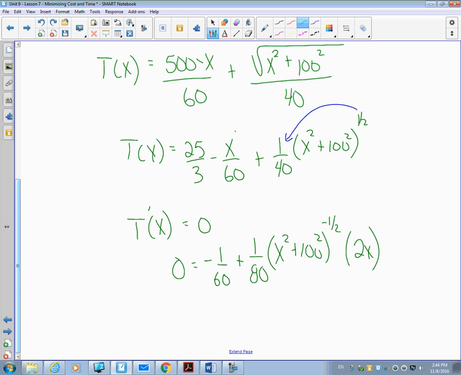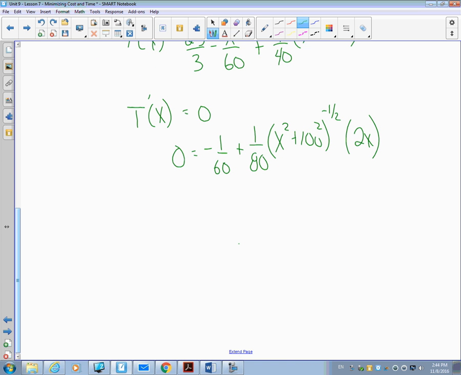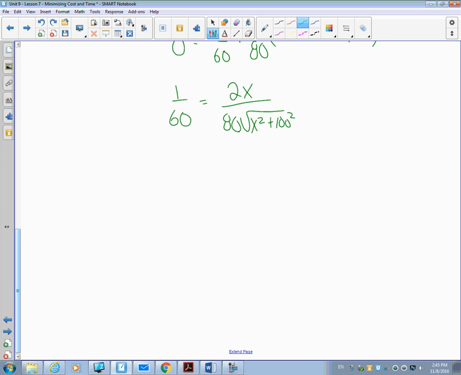I want to set this equal to 0 and then rearrange it. So the 1 over 60 comes to this side, and on the other side I'll have 2x and 80 root x squared plus 100 squared. I just didn't bother squaring the 100; I can do that at any point if I want to. Okay, cross multiplying, I end up with 80 root x squared plus 100 squared equals 120x.